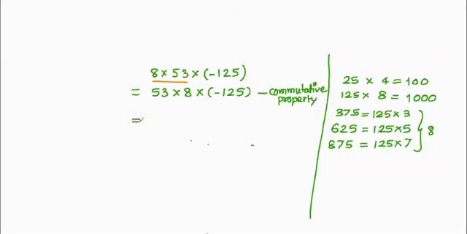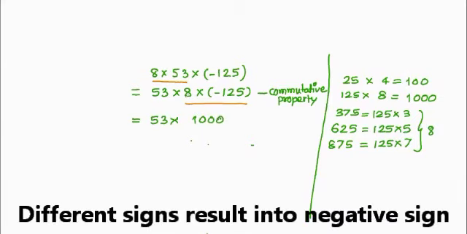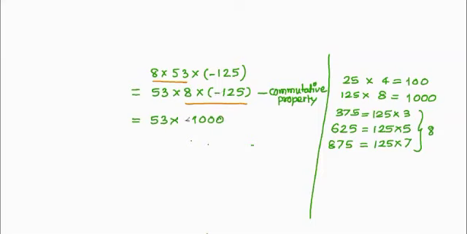Now, using the associative property, instead of doing 53 into 8 first, we are going to do this multiplication first. And we know that the associative property allows us to change the order of multiplication. Hence, we keep the 53 as it is and multiply 8 into 125. Now, 8 into 125, we know the multiplication of the weights is 1000. And about sign, 8 is positive, 125 is negative. Only one negative sign, which is an odd number of negative signs, so the answer gets a negative sign.